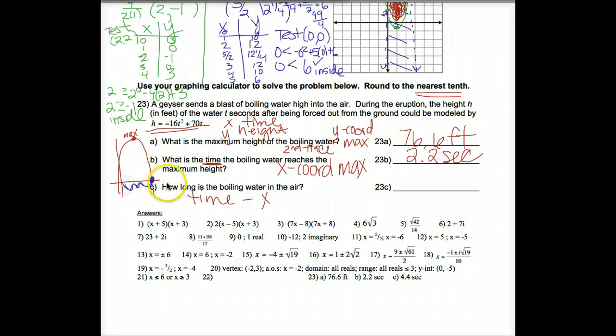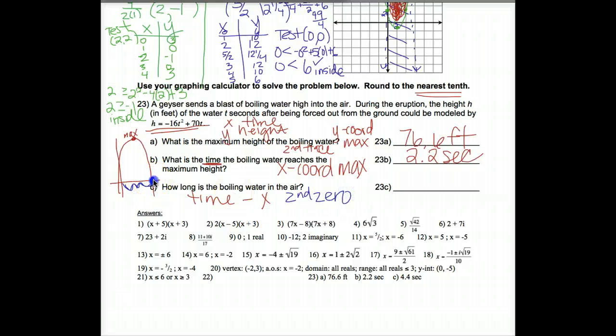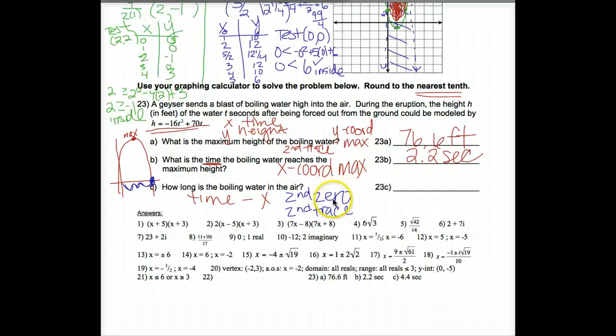So all this is really asking me for is to find that second zero, the second x-intercept right here. So do second trace and then choose choice 2 to find the 0 and rounded to the nearest tenth. That should be 4.4. Don't forget your label of seconds.